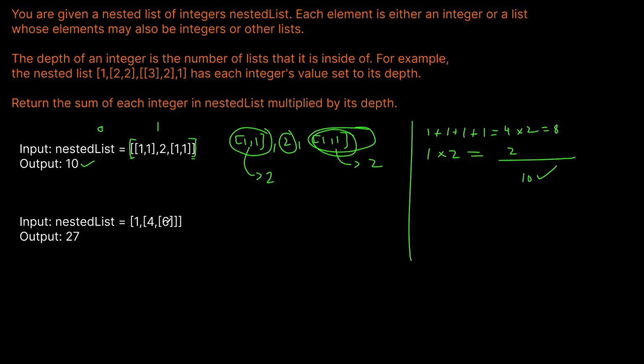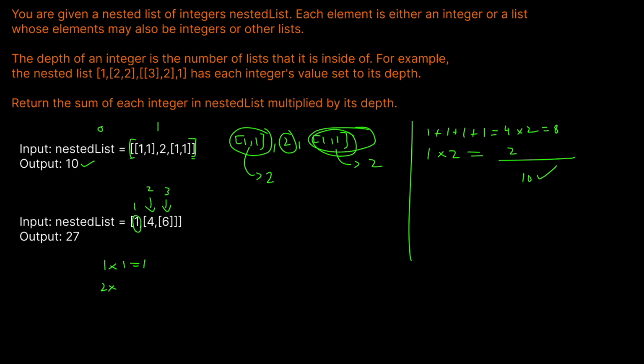What about [1,[4,[6]]]? So we can see that the 1 is at depth 1. There's another nested parenthesis. So that means this 4 is at depth 2. And then the 6 is inside another nested bracket. So it's going to be at depth 3. So when we do the math, 1 times 1 is 1, we're going to get level 2 times 4, this is going to be 8. Then we get 3 times 6, this is going to be 18. And if we add these all up, that's going to be 27. So that's how we get our solution.